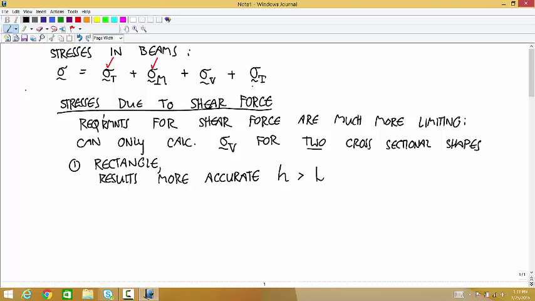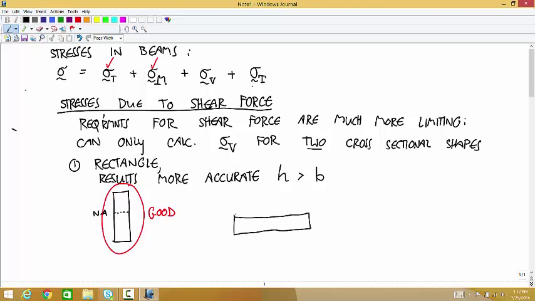So a rectangular cross-section like this, where this is the neutral axis, is good. A cross-section like this, the results are bad. So we don't want to use this to do calculations.